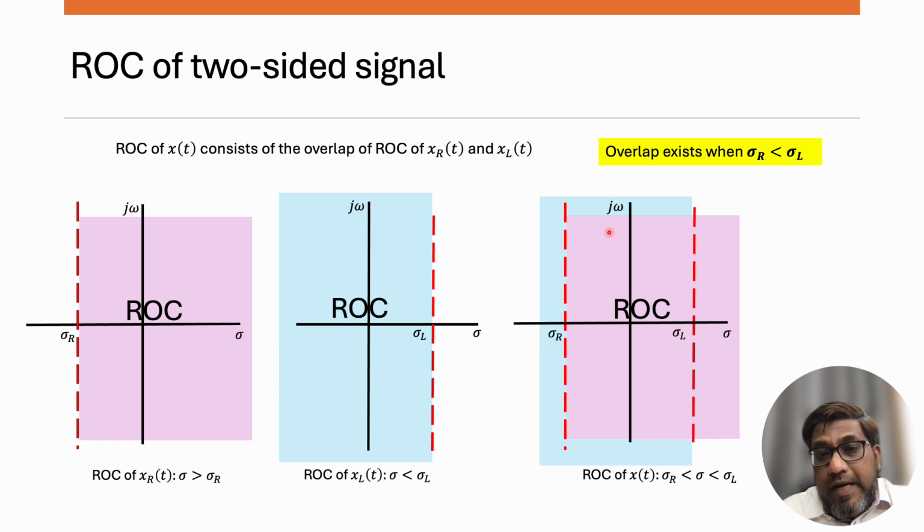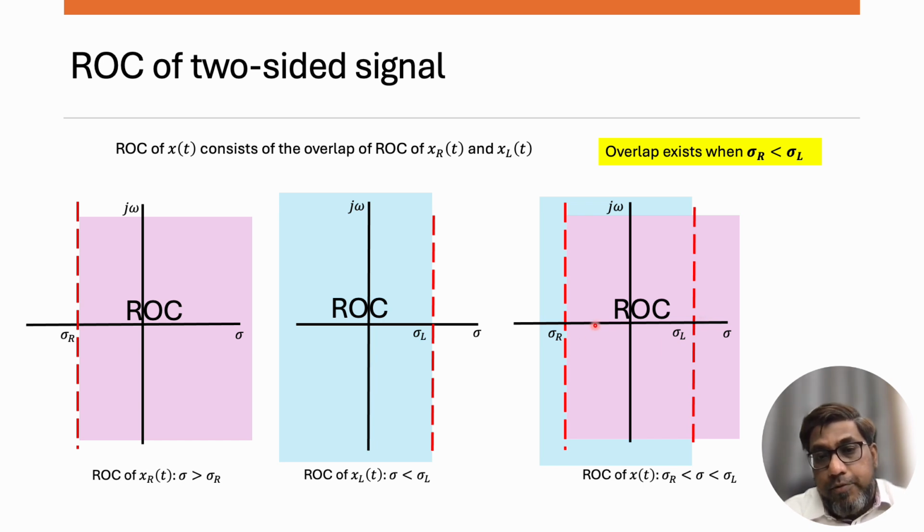So it is going to be the overlapping region between the ROCs of the right-sided component and the left-sided component. So the pink region here is the ROC of the right-sided component. The blue region here is the ROC of the left-sided component. So the ROC of the two-sided signal will be the overlapping region of these two ROCs. So the overlapping region is this region between these two lines, extending from the right of sigma r up to sigma l. So it's between sigma r and sigma l. So it's the region of the S-plane which lies to the right of sigma r and to the left of sigma l.